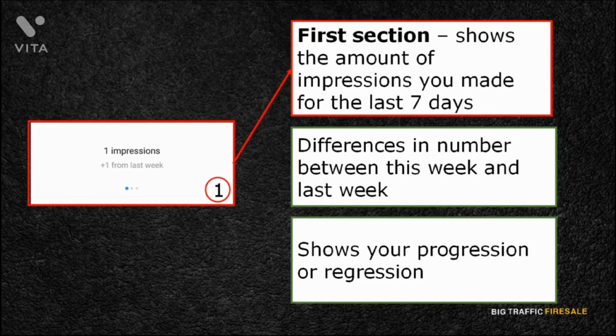Now, the first section is at the top of the screen. It will show you how many impressions you made for the last 7 days, and the differences in number between this week and the last week before. These numbers are basic information on whether you're progressing or regressing that week.